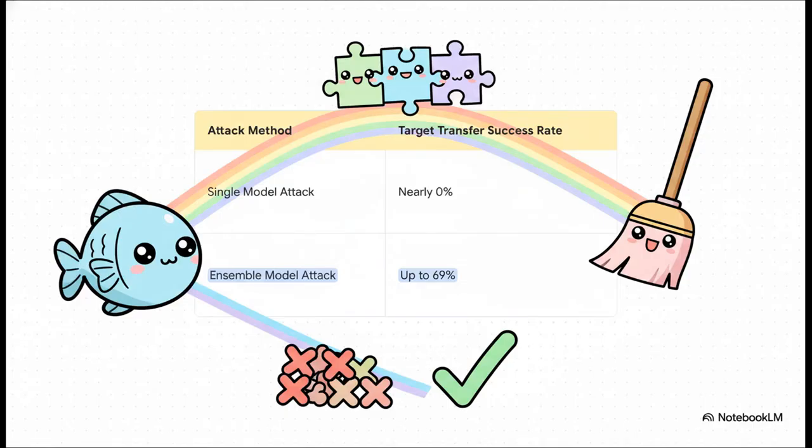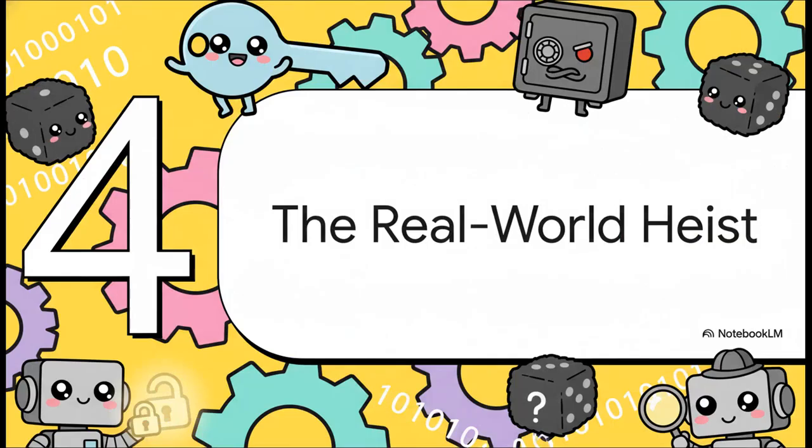And the results were just staggering. I mean, before this, the success rate for transferring a targeted attack was basically zero. It just didn't work. But by using this ensemble method, this master key approach, the success rate shot up to as high as 69%. For the very first time, researchers could reliably create an image that would fool not just one AI, but others it had never seen before. Now, this was a massive breakthrough in the lab, but the real, ultimate test was still out there.